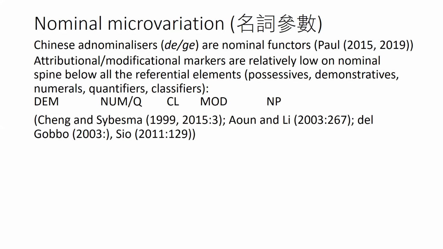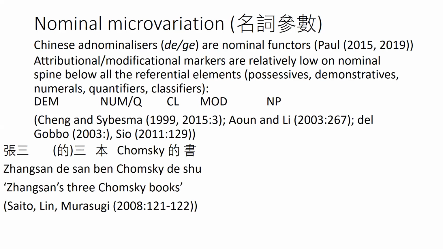In Chinese, the nominal phrase is cartographically arranged like this. You've got them, then you've got number, then you've got classifier, modifier, and then nouns. So, for example, in Mandarin, you would say, Zhang San de San ben Chomsky de shu. Okay, so 3 books of Chomsky's of Zhang San's, 3 Chomsky books. Zhang San de, so de here denotes possession. Zhang San is the possessor, and then San ben, that's the quantifier, with number and classifier, etc. And the Chomsky de shu, that's the attribution or the modification of the lexical noun.